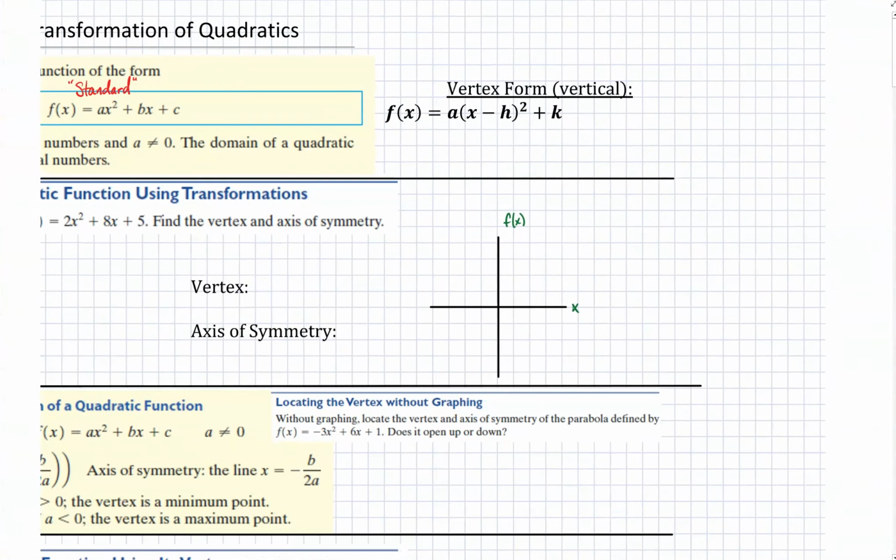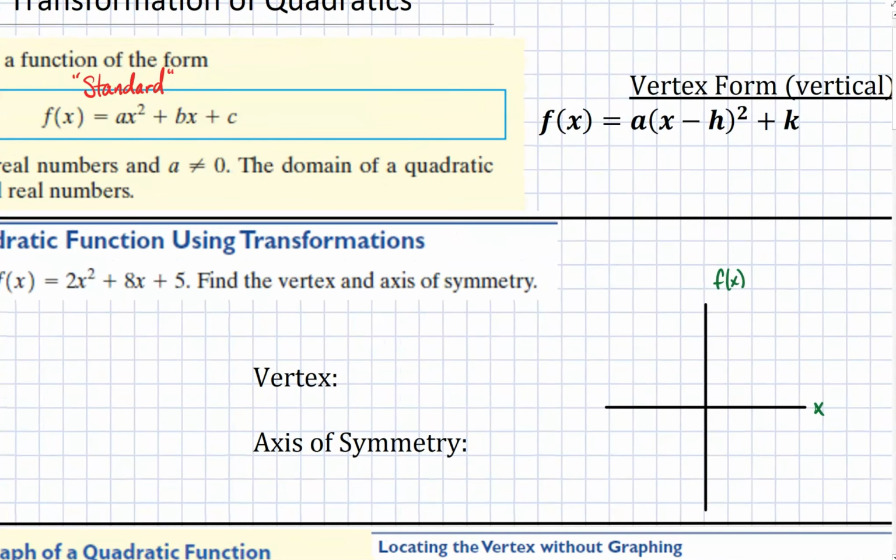Our ability to convert between the two is pretty important, because sometimes equations are given to us in standard form while others are given to us in vertex form. And while I like standard form for solving quadratics, I like vertex form for graphing them. And so being able to navigate between both formats is going to be particularly helpful.